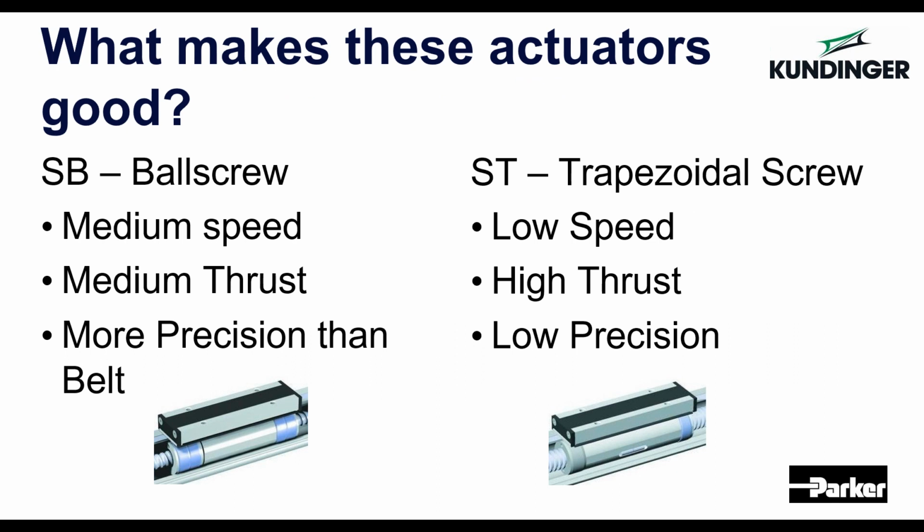Trapezoidal screw, this is really nothing more than the metric version of an Acme screw. Very low speed in this case, just due to the precision type nature. Higher thrust than the ball screw version though. And don't take that as a rule of thumb that trapezoidal screws are going to be higher thrust than ball screws. That's just kind of the way it works in this unit. Just due to the size, we're able to get a larger diameter lead screw than ball screw in these units.